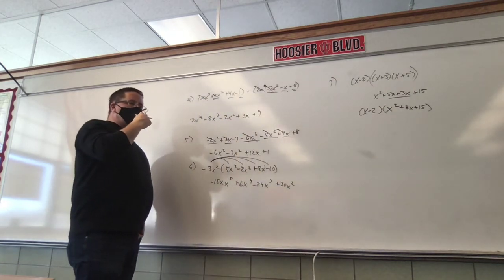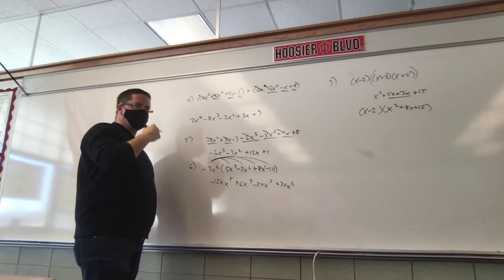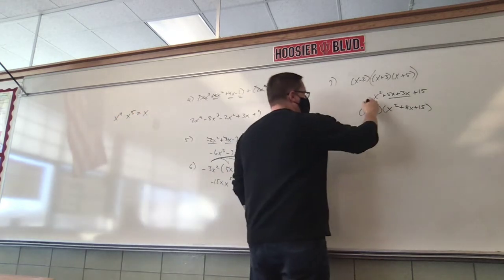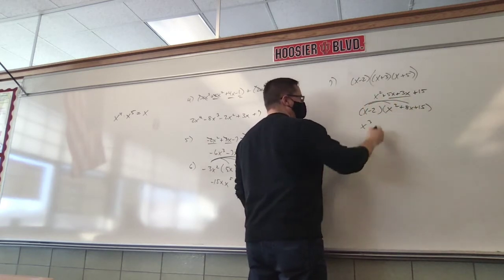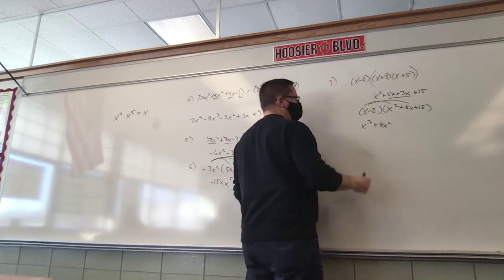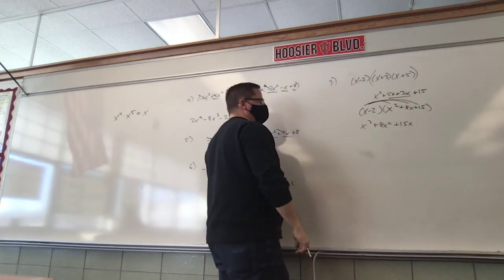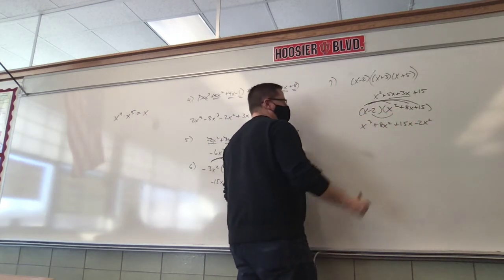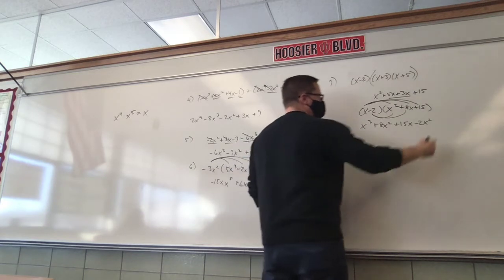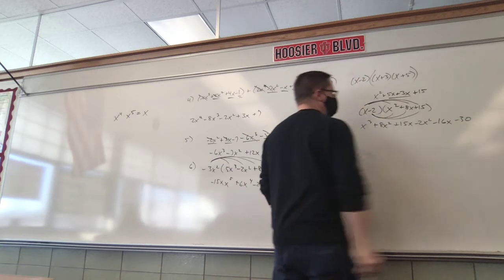So we're going to multiply everything first by x, and then later on by what, 2? Is that what we're going to multiply by? Negative 2. Watch the negatives. So x times x squared is x cubed. x times 8x is 8x squared. x times 15 is 15x. Then we multiply by negative 2 times x squared. It's negative 2x squared. Negative 2 times 8x is negative 16x. And negative 2 times 15 is negative 30.